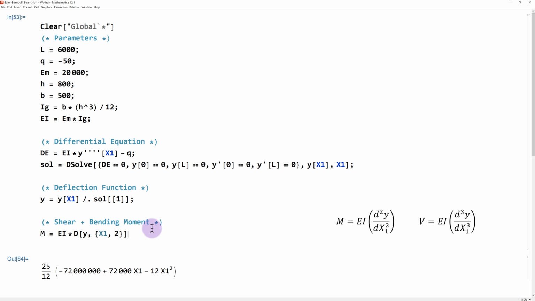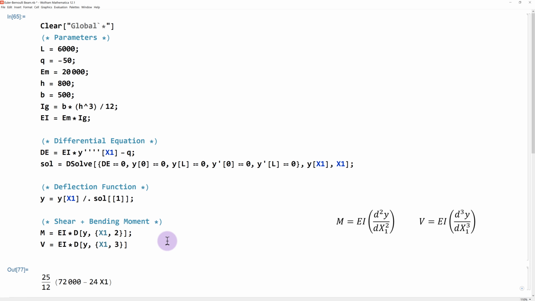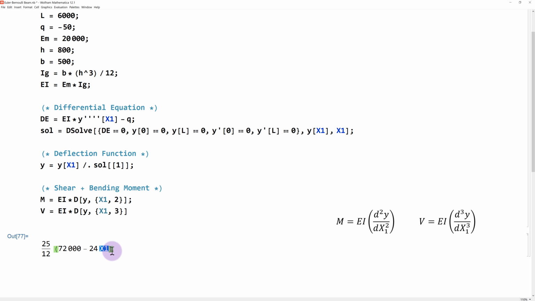Now using the same methodology, we can also solve for the shear function, which I'm going to call v. So v we know is equal to EI multiplied by the third derivative of the deflection function. So again, derivative, I'm going to use the d function. The first argument, what is the function you want to take the derivative of? Well, that's our deflection function. The second argument, we're going to put squiggle brackets. The first part, what is the variable? Well, that's x1. How many times do you want to take it? Well, we want to take it 3 times in this particular case. So if I were to run this now, I now have my shear function, which is just linear in order. All right, so at this point, we solved for the moment, and we also solved for our shear function.